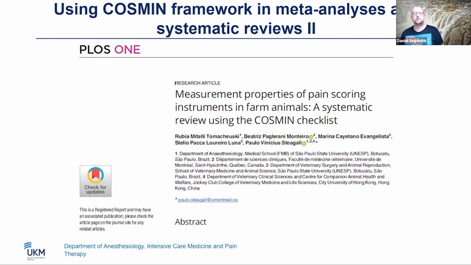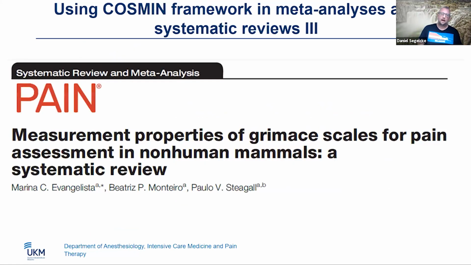Another example here is the measurement properties of pain scoring instruments, especially in farm animals. We have a huge field of farm animals, and here it's very important to detect pain or stress in animals. And here's also a very interesting systematic review using the COSMIN checklist. And the third example here is a systematic review about the Grimace scale for pain assessment. And I give you some examples from this study. It's very detailed, the implementation of the COSMIN framework to assess a well-published measurement instrument, here the Grimace scale.